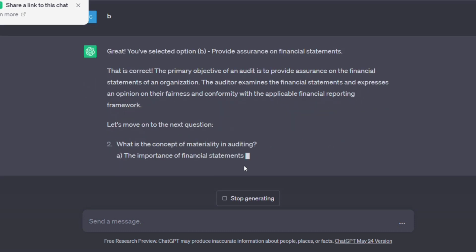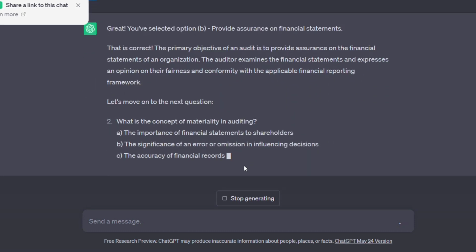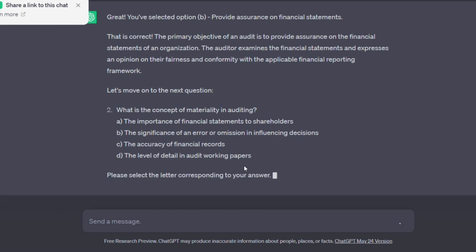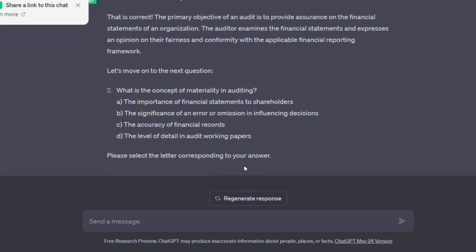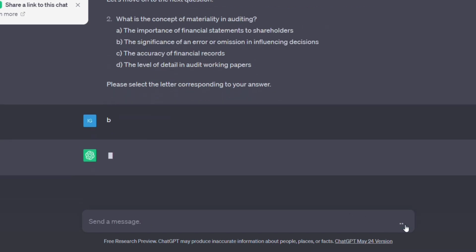Let's move on to the next. What is the concept of materiality in auditing? So, the importance of financial statements to shareholders, the significance of an error or omission in influencing decisions, the accuracy of financial records. This is not materiality. Could be A and B. And the level of detail in audit working papers. No, that's not the concept of materiality. I'll answer B. Next.